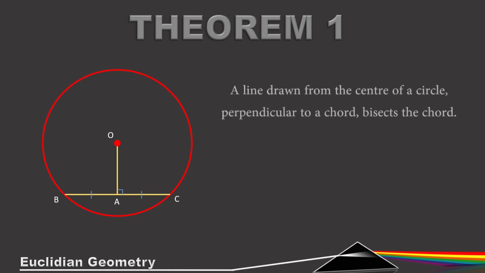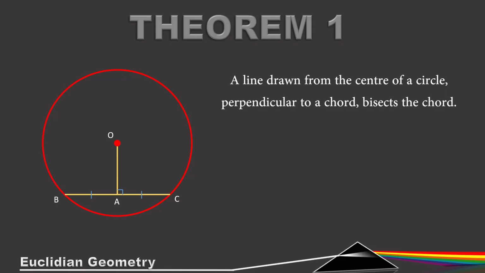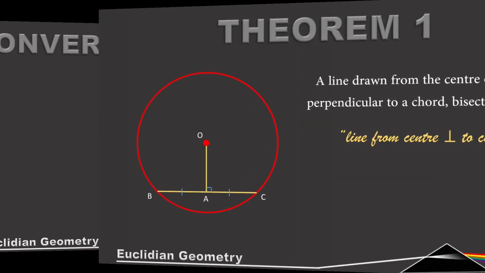Alright, so theorem 1 says that a line drawn from the center of a circle perpendicular to a chord bisects the chord. And when you use this, so let's say that the question says that the chord is perpendicular to the line, and you want to say, okay, that means that BA is equal to AC, then the reason is: line from center is perpendicular to chord.